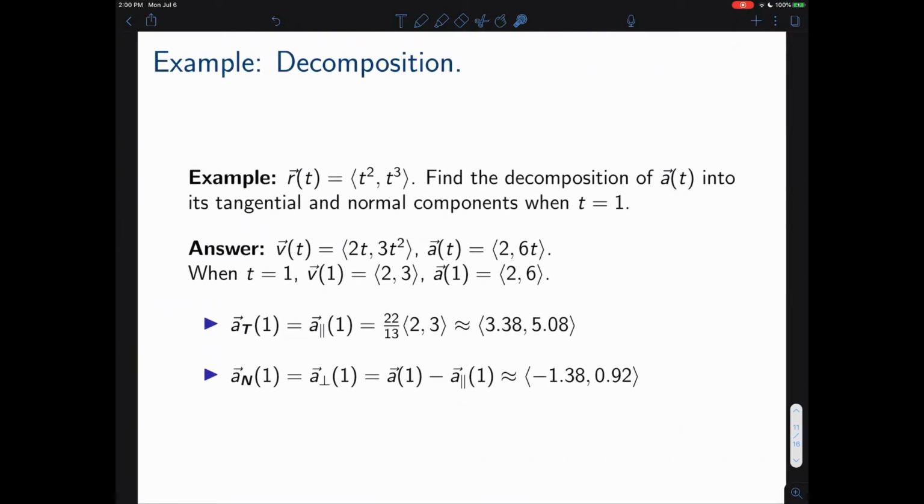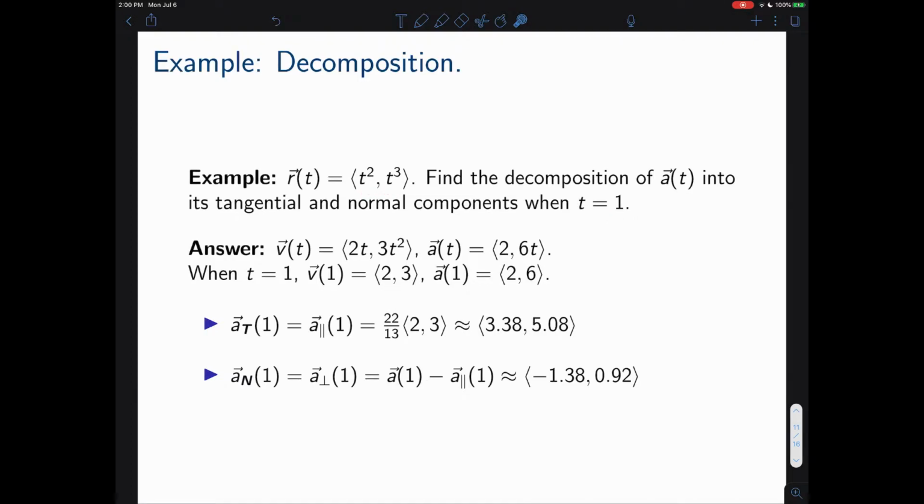For an example, suppose that a particle is moving so that its position is given by (t squared, t cubed). With that position function, let's try to find the decomposition of the acceleration into the tangential and normal components at the time t equals 1.